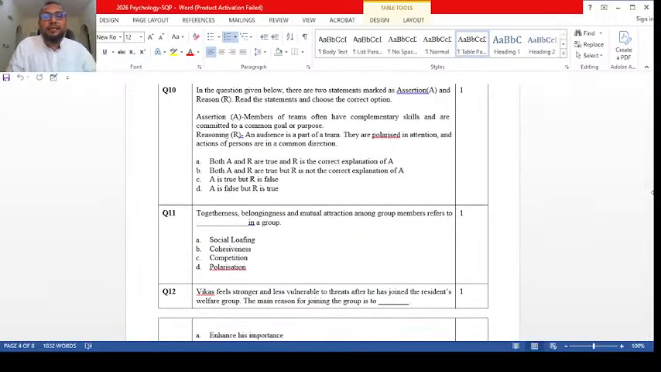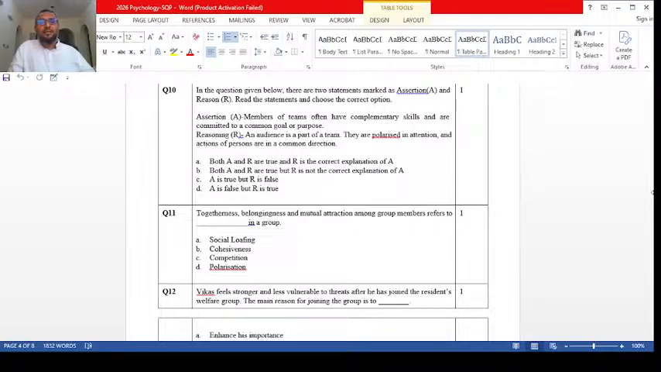Now, assertion and reason. Members of teams often have complementary skills and are committed to a common goal or purpose. Yes. If you see the difference between a team and a group, that's a complementary skill. Reasoning: an audience is a part of a team. They are polarized in attention and actions. See here, audience is a part of a team. They are polarized in attention and actions of people in a common direction.